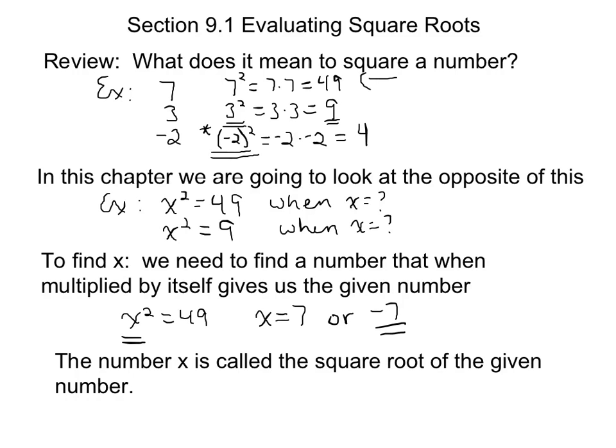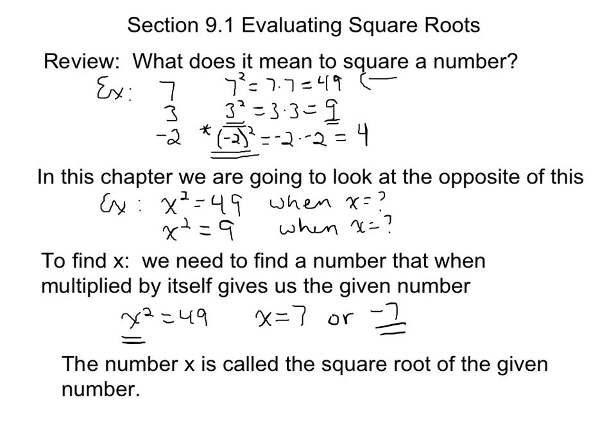So what you need to remember here is that the number x is called the square root of the given number. So in our example here, if we look at the number 7, 7 is the square root of 49. Or we could also say -7 is the square root of 49. So we're going to take a look in a little bit more detail at how we differentiate between these two numbers.